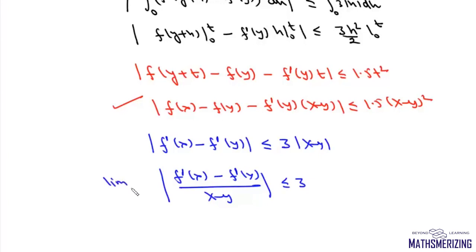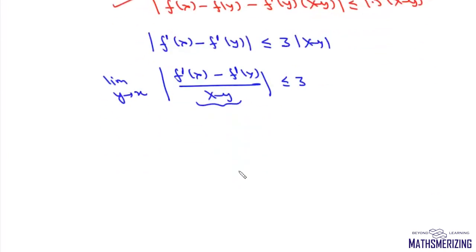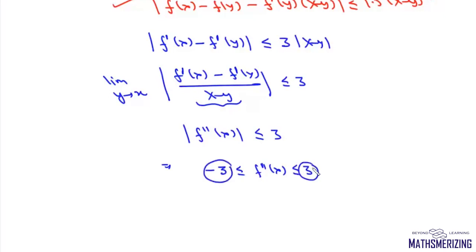Now we take the limit y tends to x. On the left hand side, this expression is nothing but f double dash x. So we can write mod of f double dash x is less than or equal to 3. Now when mod x is less than a, x lies between minus a and plus a. So f double dash x will lie between minus 3 and plus 3. So its smallest value is minus 3 and its largest value is plus 3.